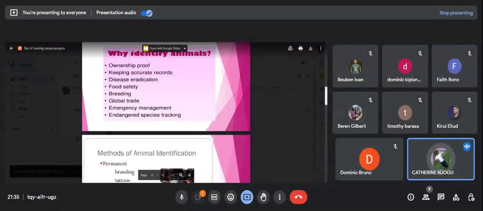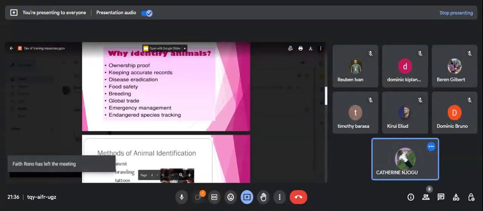We also have breeding, as we were told earlier by Elliot, and it helps in breeding. It means that by identifying an animal, you'll be able to get good breeds because you'll be able to know the traits that are needed for breeding. And by giving an animal a name, it helps in that process of breeding.